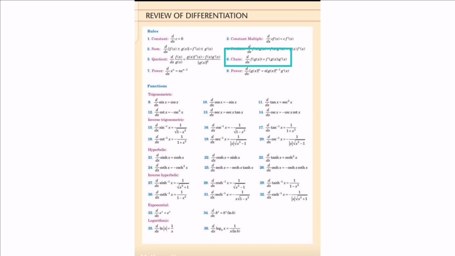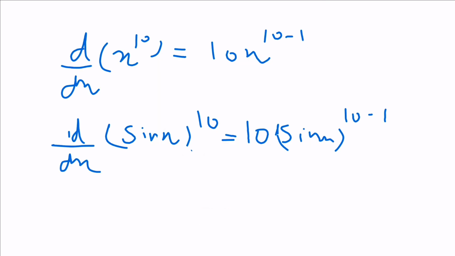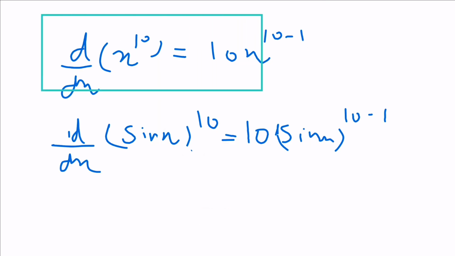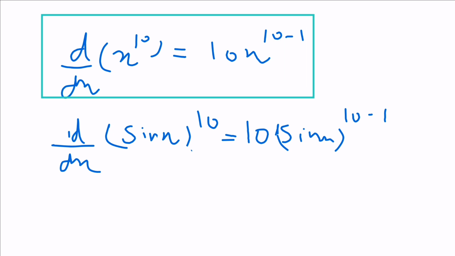Power rule. Power rule is: derivative of x power n is equal to n times x power n minus 1. For example, derivative of x power 10 is equal to 10 times x power 10 minus 1. So derivative of x power 10 will be equal to 10 times x power 9.